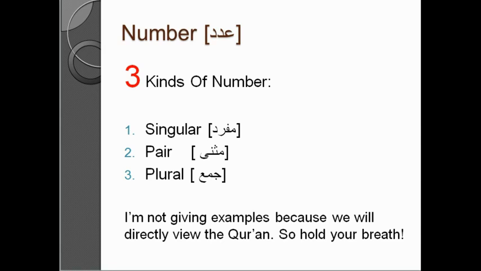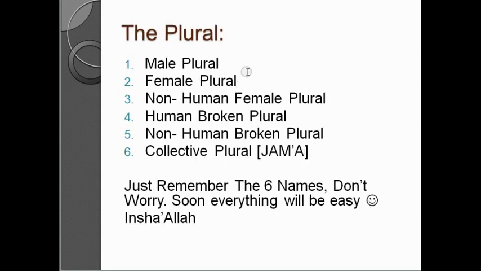Okay, so that's all about numbers you have to remember, except we'll have to talk about the plural a little bit. You see, it's not three anymore, huh? But I bet you don't like it. So there are six kinds of plural. Male, of course, they have a different plural for male and different plural for female. That is female plural. Then again, there's non-human female plural. What on earth is non-human female plural? We will talk about that.